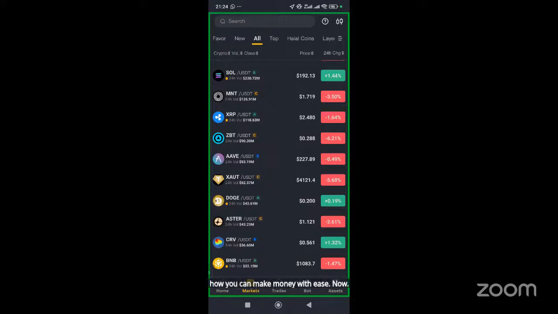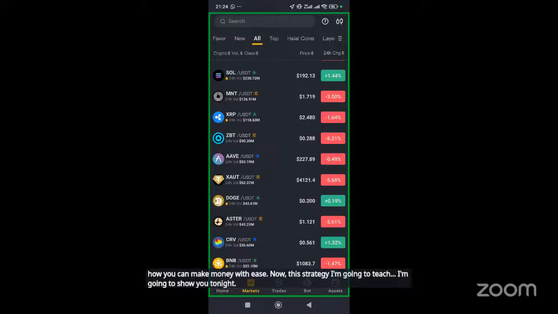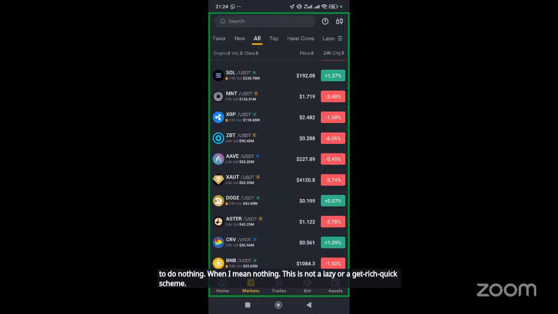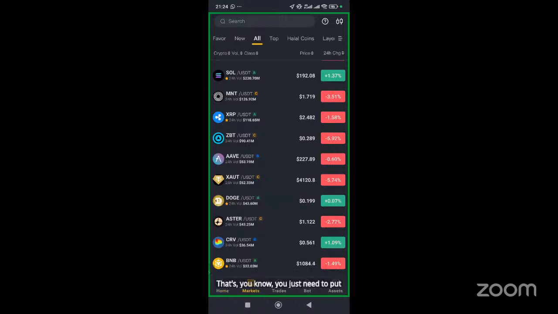Now, this strategy I'm going to show you tonight makes things easier. The strategy allows you to do nothing. When I say nothing, this is not a lazy or get-rich-quick scheme where you just put in your money and go to bed and sleep. Yes, you can even do that. But with this strategy right now, all you need is a certain amount of capital.